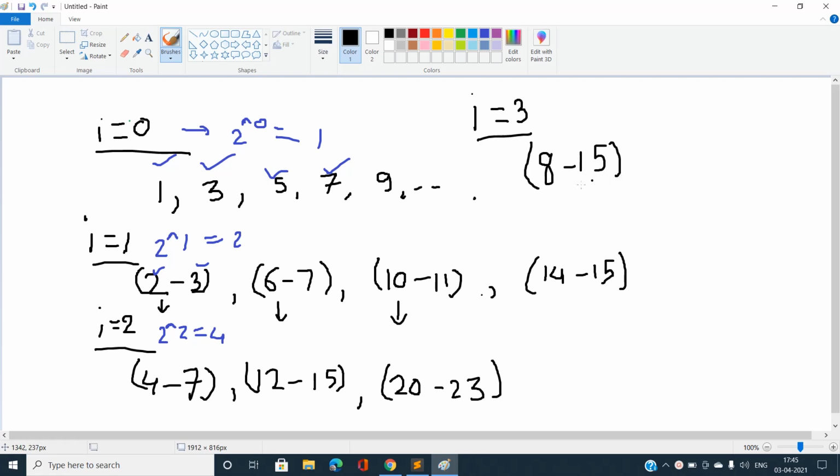from 8 it would jump to 24. I think I am right. Okay, this jump is of 16. Yes, from 24, with 8 distance, it will be 31. Yes, it would be like that.